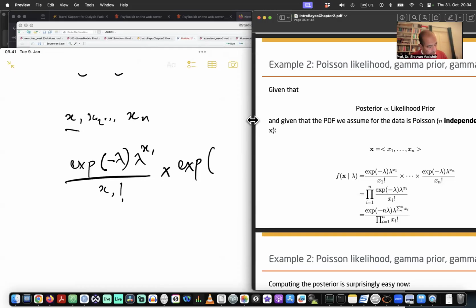Minus lambda x2, x2 factorial, etc., all the way, right? That's what we are seeing over here, right?